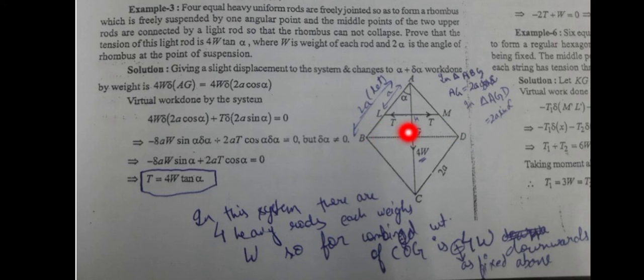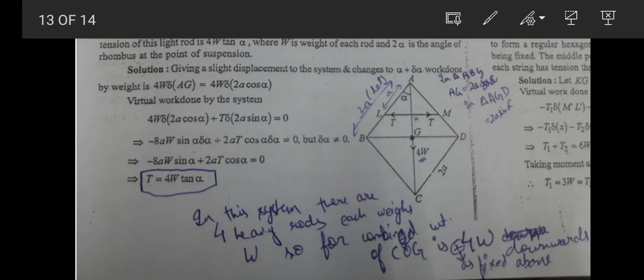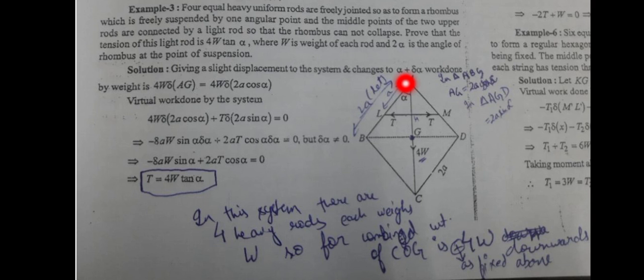So W is the weight of each rod, and 2 alpha is the angle of the rhombus at the point of suspension. Okay, so this is 2 alpha. When both of these angles combine, they make angle 2 alpha. So the single angle is alpha.